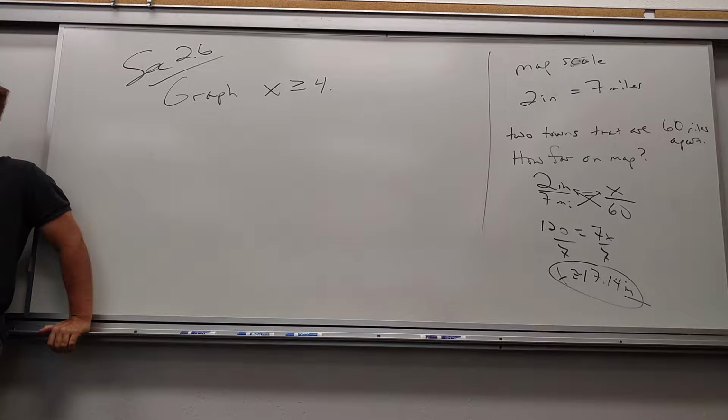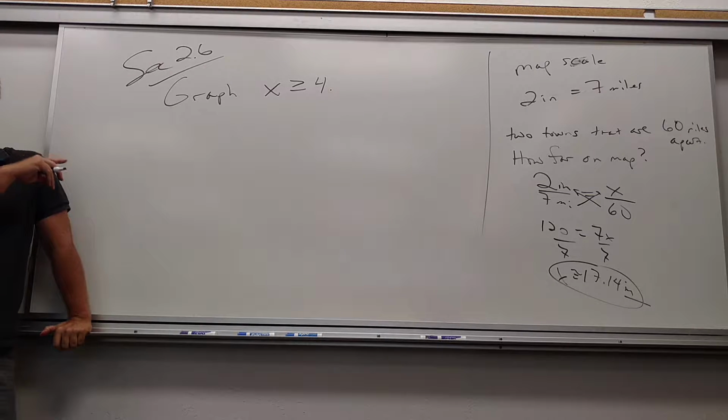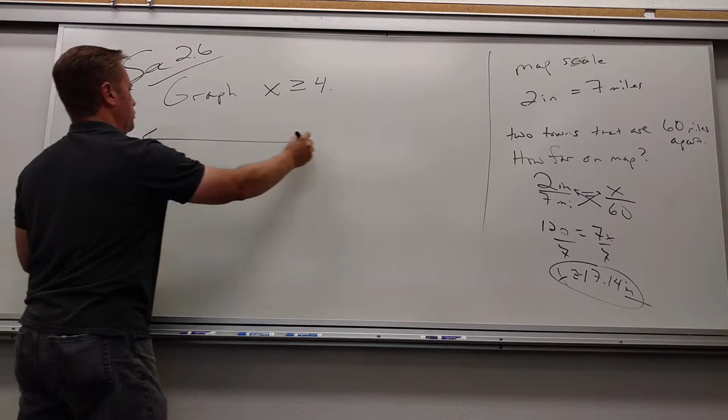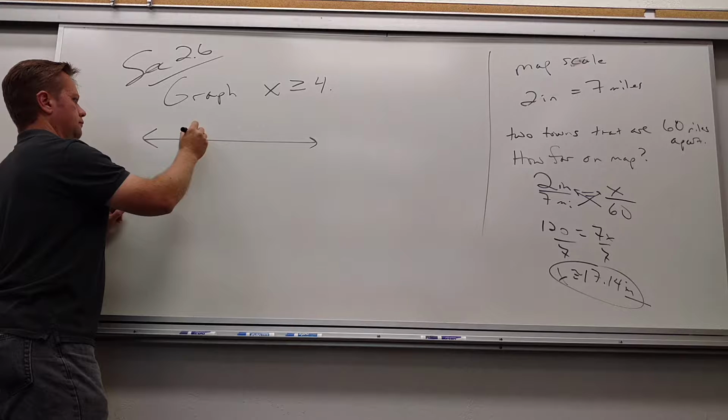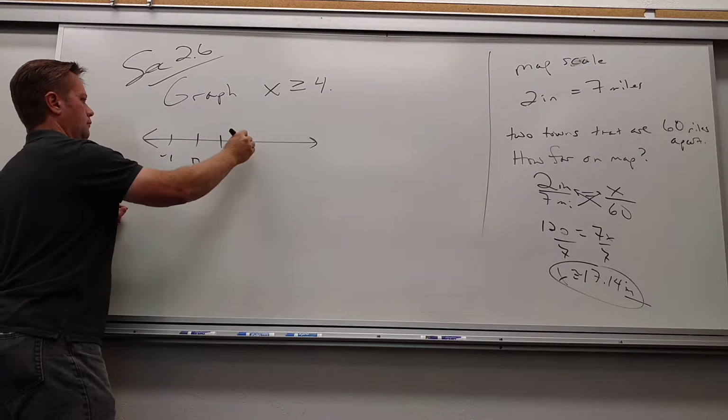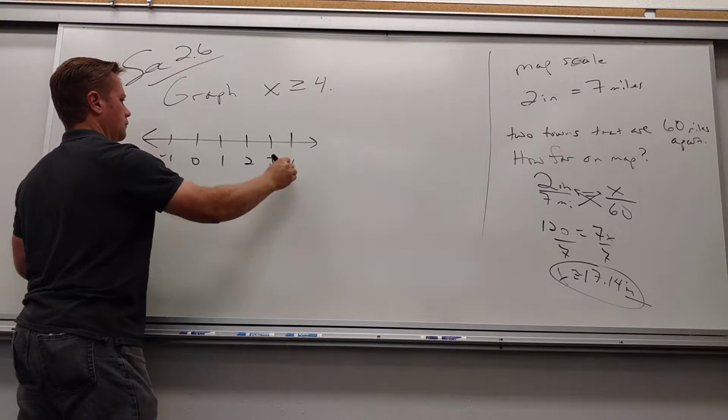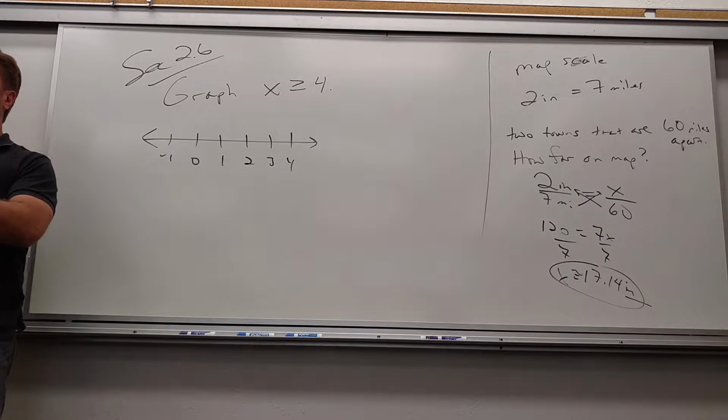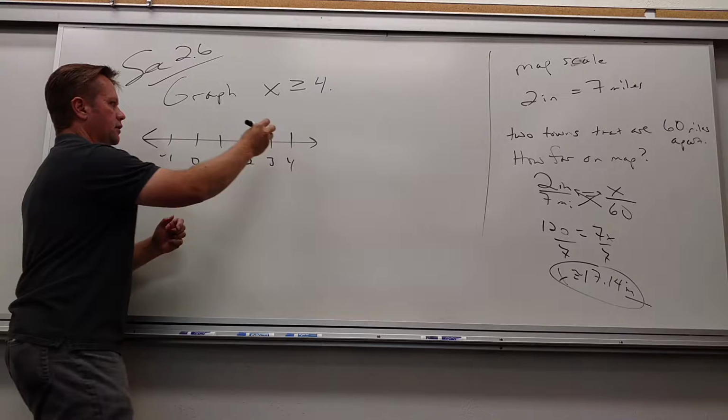You want to graph? Yeah. Not an XY graph, because I only got one variable up there, right? Number line. The number line represents all the x's, and I want all the x's that are at least 4. So how do you plot x equal 4? How do I plot x equals 4? Put a dot on 4. I like it.